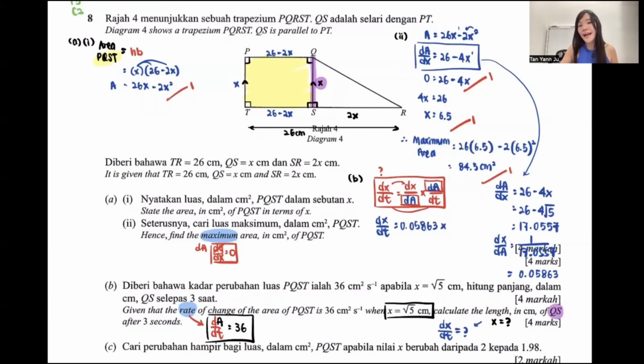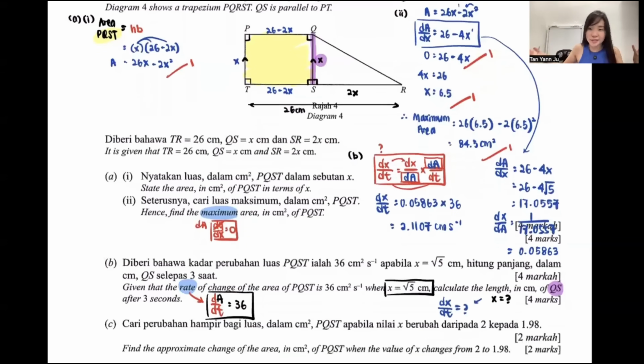0.05863, okay? Times dA dt. My dA dt is what? 36. Then can you see here? dA dt is 36. So taking this answer times 36. Got it, 2.1107 cm per second. So I'm giving you the size for the area, every single second increase how much? And from there, you can find out the length that you increase every single second is 2.1107.